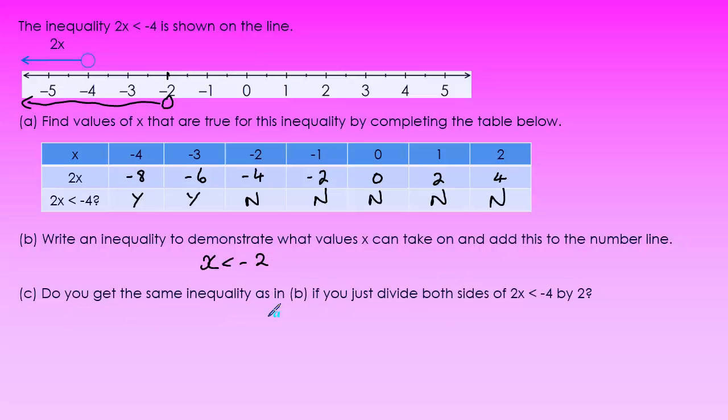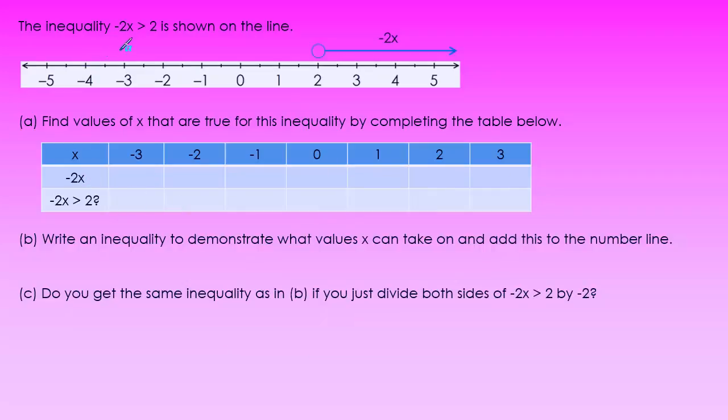Do we get the same inequality as in b if we just divide both sides of 2x is less than negative 4 by 2? So we have 2x is less than negative 4. If we divide both sides by 2, we get x is less than negative 2, and that's true. That is the same inequality as we got in part B.